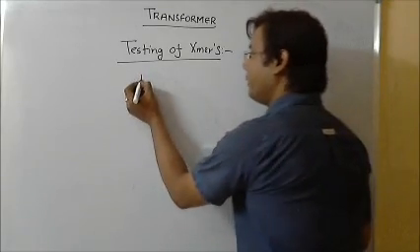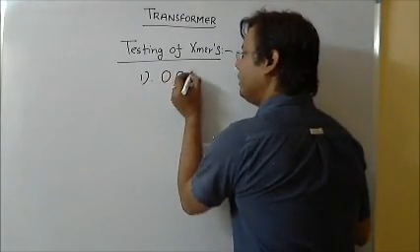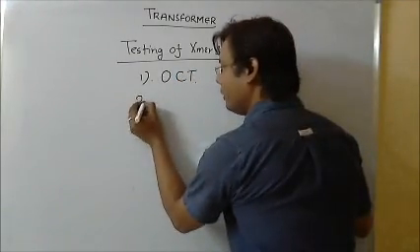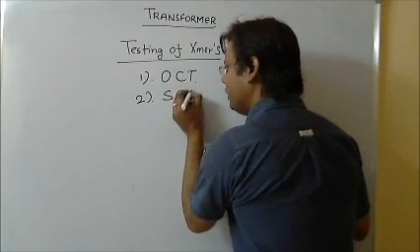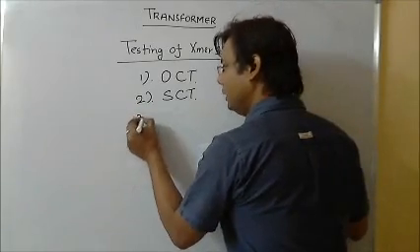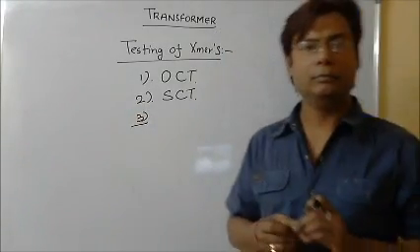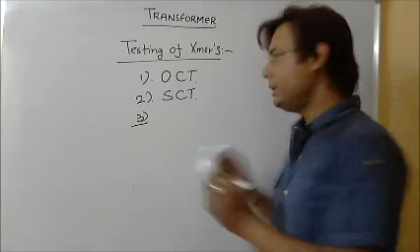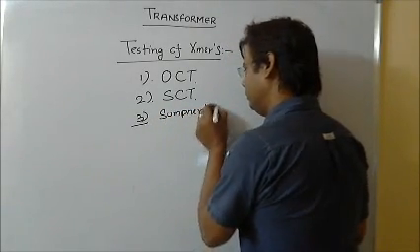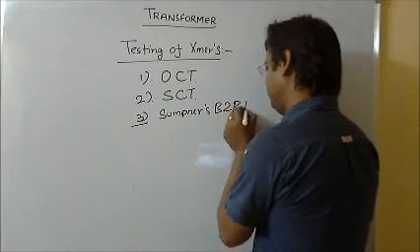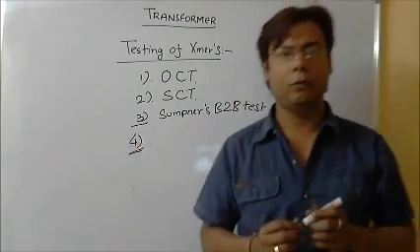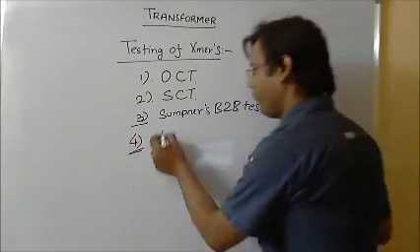First would be the open circuit test. Second would be the short circuit test. Third would be Sumpner's back-to-back test. And fourth would be the polarity test.